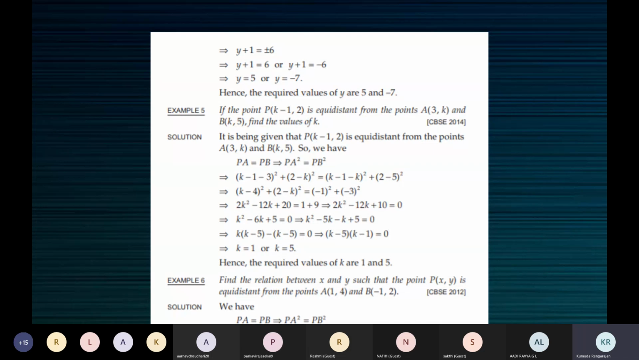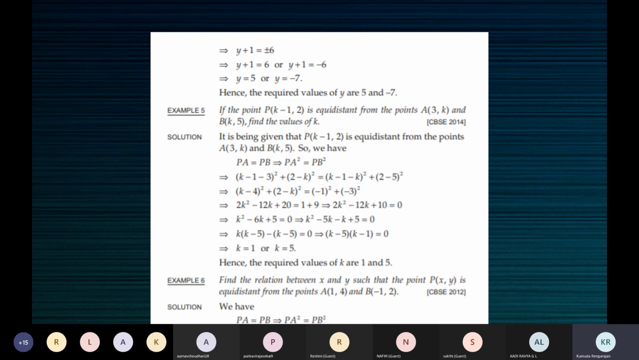So the difference between example 5 and 6 is that in example 5, there was only one unknown k. So on solving, you were able to find the value of k. But in example 6, we have two unknowns x and y, but only one condition. So you cannot find x and y. You can only find a relation, like 3x minus 4y is equal to 7. You will get a linear equation in x and y.